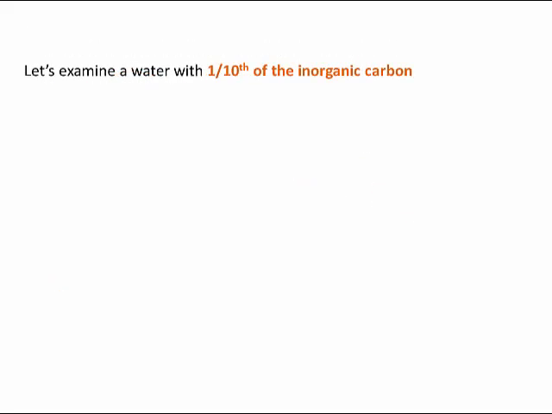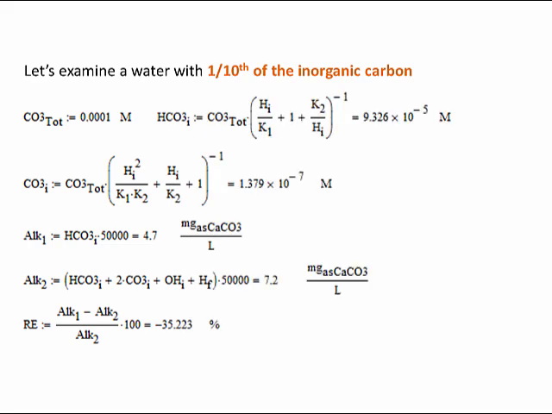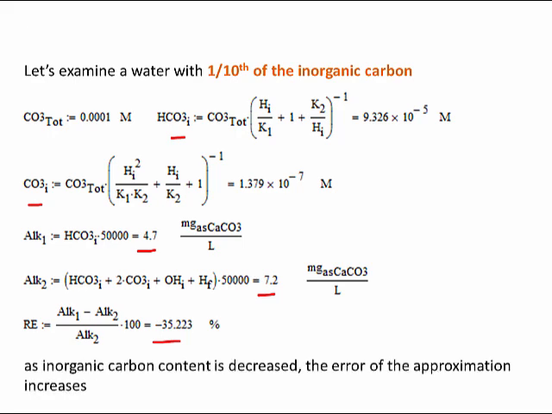So let's examine a water with 1/10 of the inorganic carbon, 10 to the minus 4 molar. So we have the calculations of our initial bicarbonate and initial carbonate. We have our approximation consistent with example 3.4 of Water Quality and Treatment, 6th edition. We have our result from the full equation. We see that the error now is 35%, which is quite unacceptable. And of course, as the inorganic carbon content is decreased, the error of the approximation increases.